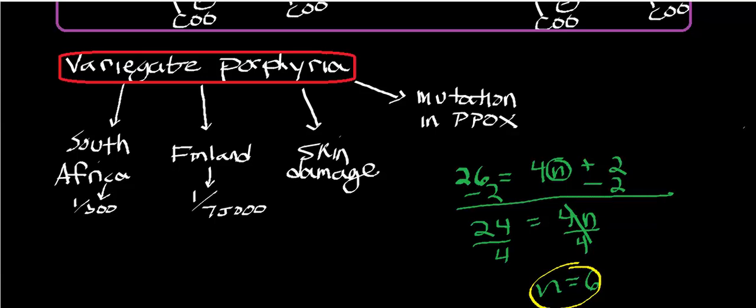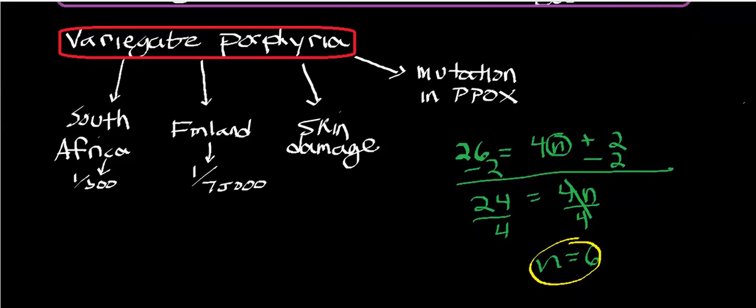Before we get into the mechanism, I want to talk once again about a deficiency of this enzyme, which does occur. It's called variegate porphyria, and I got some facts on it. It's very common in South Africa, apparently. About 1 in 300 people suffer from variegate porphyria. In Finland, it's not as common, but relative to the entire Earth, it's still rather common: 1 in 75,000 people suffer from this porphyria.